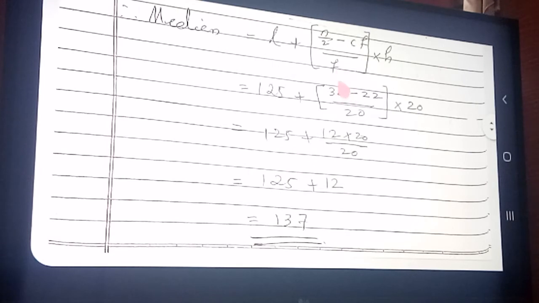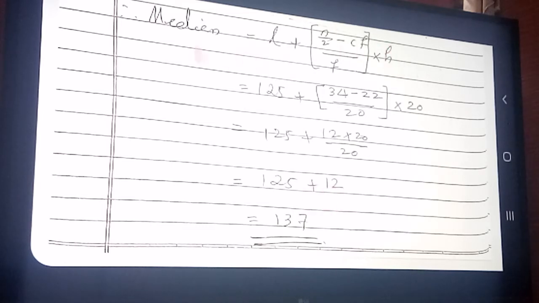125 plus 34 minus 22 means 12 into 20 divided by 20. So 20 will cancel, so you will get a 12. So 125 plus 12, how much coming? 137. Okay, you got the median. But in your question, not only median is asked.